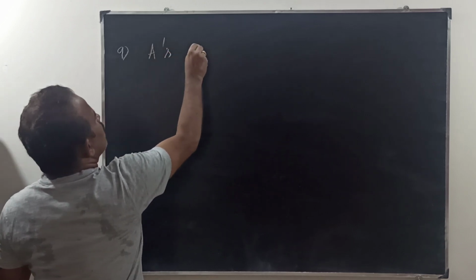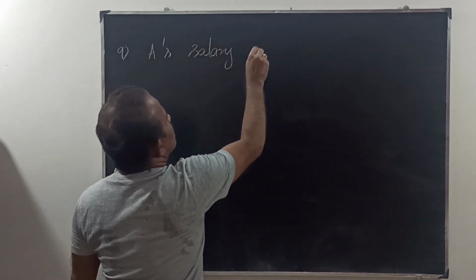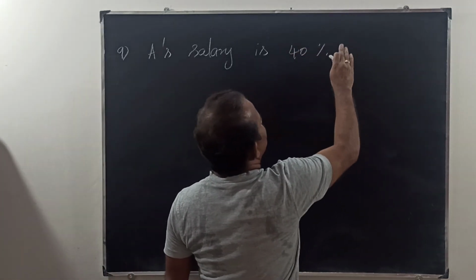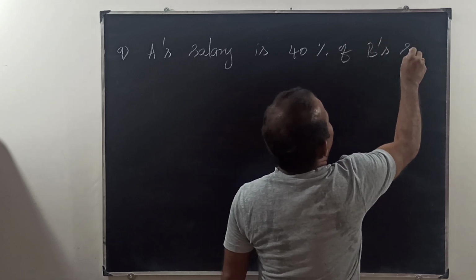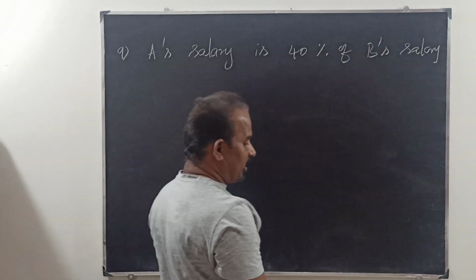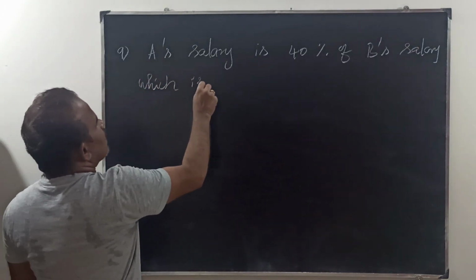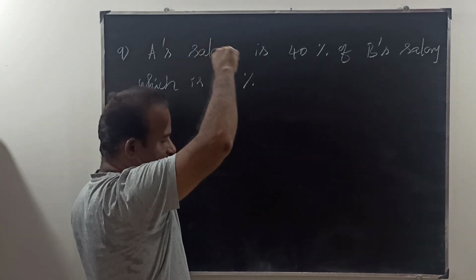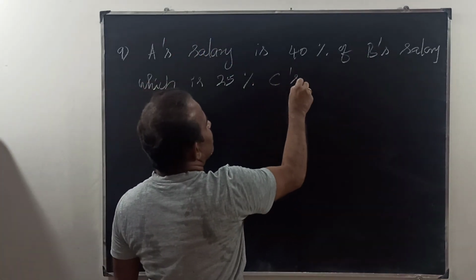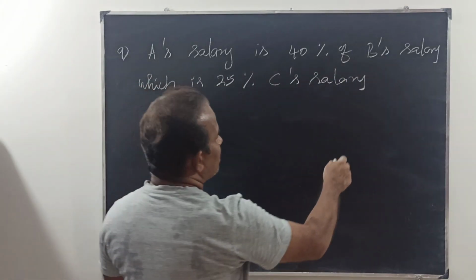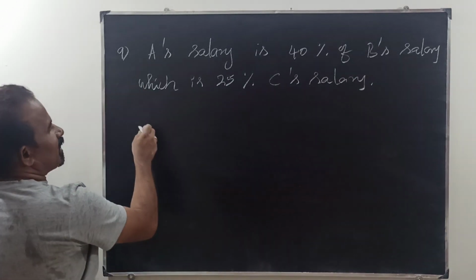The 9th question is, A's salary is 40% of B's salary, which is 25% of C's salary. What percentage of C's salary is A's salary?